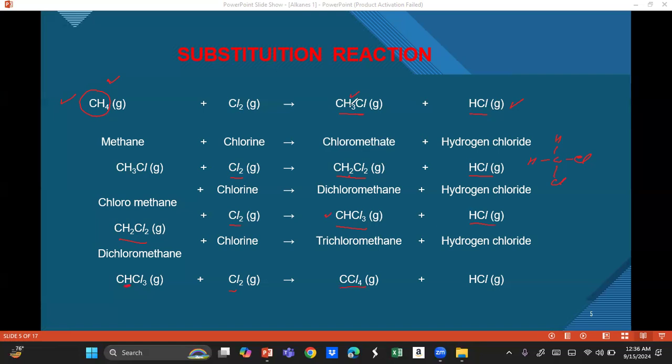Understand? This is chloromethane, this is dichloromethane, trichloromethane, this is tetrachloromethane. Tetra means 4. Tetrachloromethane. Hope you understand.